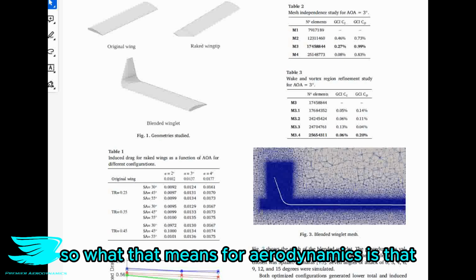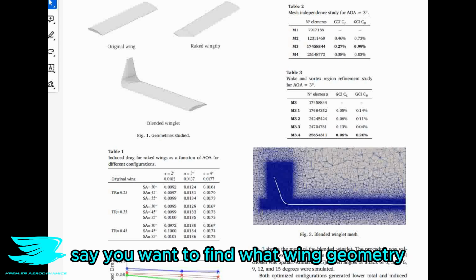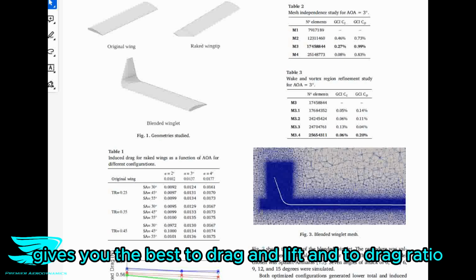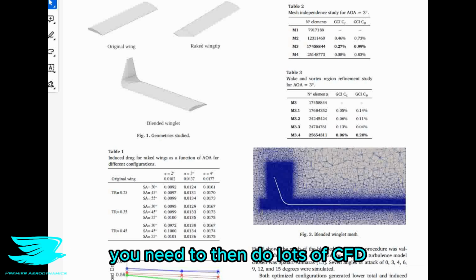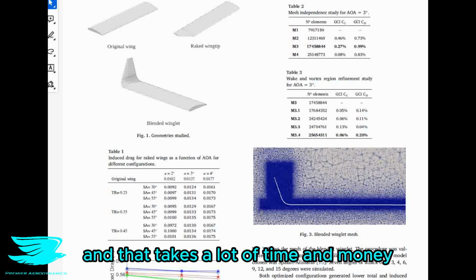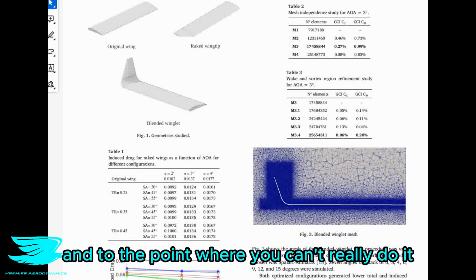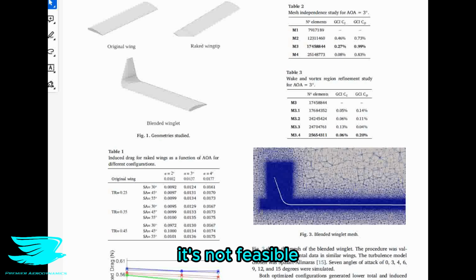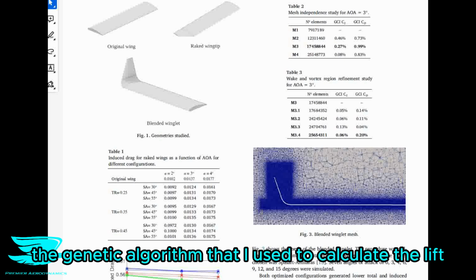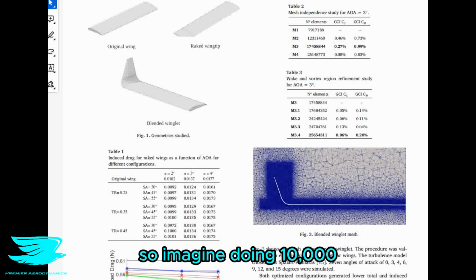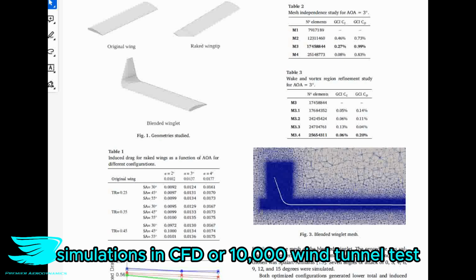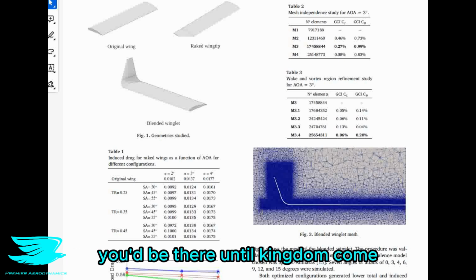So what that means for aerodynamics is that, say you want to find what wing geometry gives you the best lift-to-induced drag ratio, you need to then do lots of CFD or wind tunnel experiments, and that takes a lot of time and money, to the point where you can't really do it. It's not feasible, practically speaking. For example, the genetic algorithm that I use calculated the lift and induced drag of something like 10,000 specimens. So imagine doing 10,000 simulations in CFD or 10,000 wind tunnel tests. You'd be there until kingdom come.